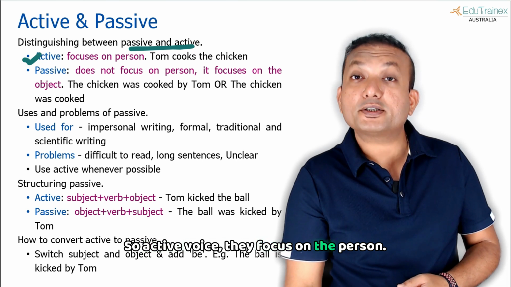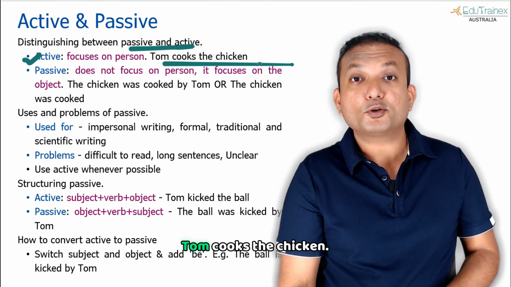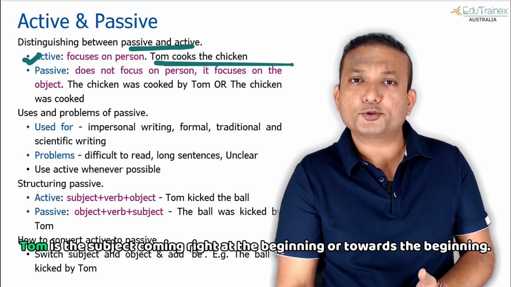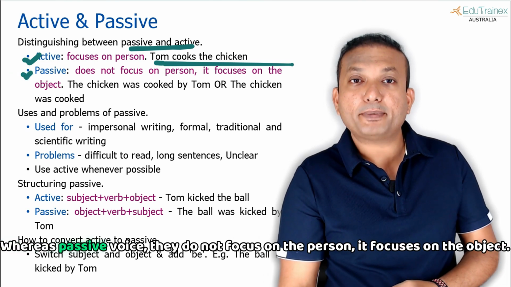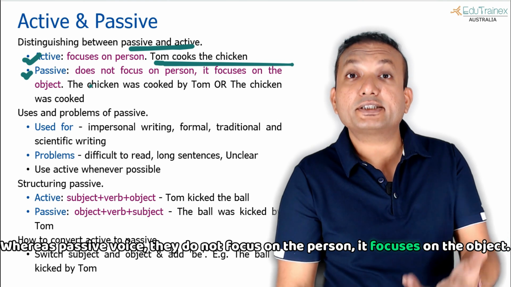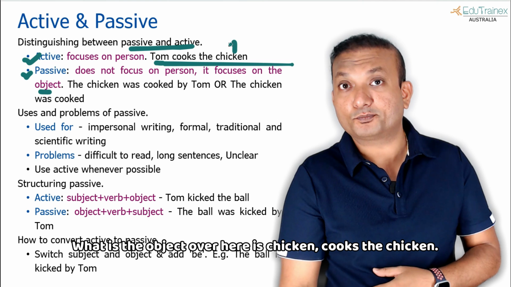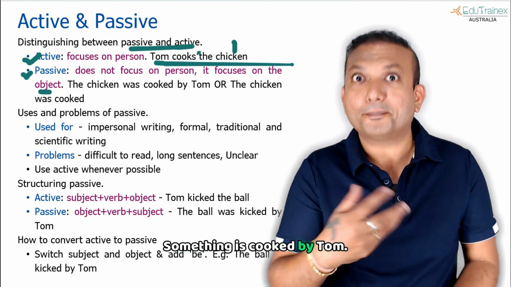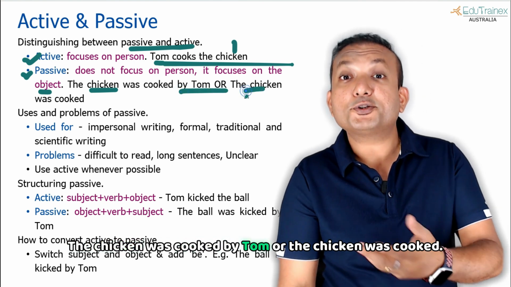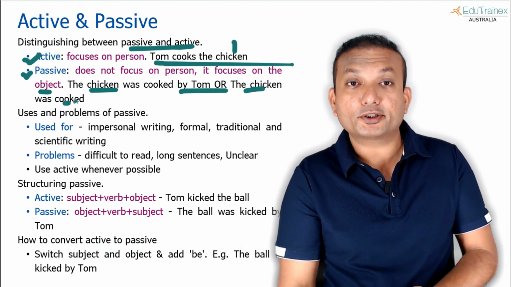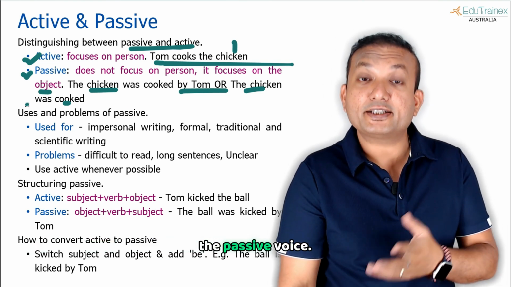Active voice focuses on the person. Like I did something, so I comes at the first. Tom cooks the chicken. This is an example saying the same thing. Tom is the subject coming right at the beginning, or towards the beginning. Whereas passive voice does not focus on the person, it focuses on the object. What is the object over here? It is chicken. Cooks the chicken. Something is cooked by Tom. So that's how passive voice is. The chicken was cooked by Tom, or the chicken was cooked. You don't even need a subject sometimes, but the object will always come first in the passive voice.